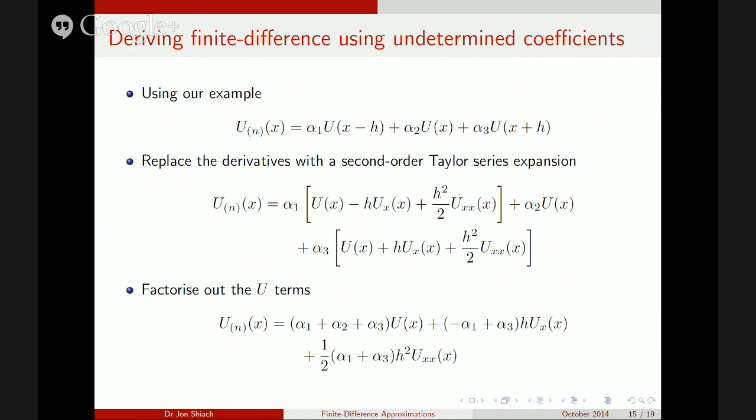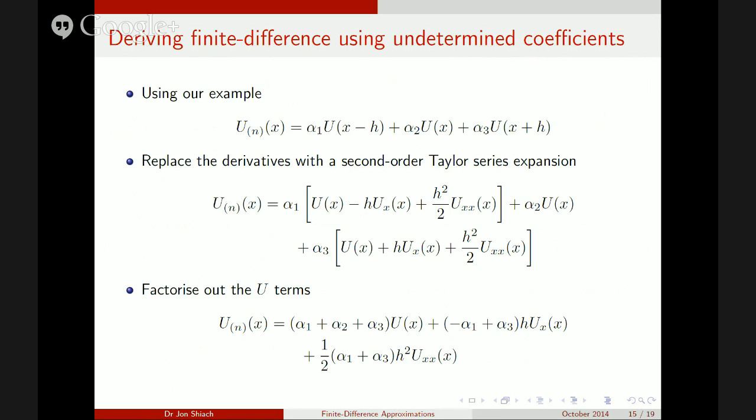So the next step is to factorize out the u terms. So what do we get? If we first look at the u(x) terms, I've got alpha 1 times u(x) here, alpha 2 times u(x), and alpha 3 times u(x). So in all, I've got alpha 1 plus alpha 2 plus alpha 3 multiplied by u(x). So that term is done. What about the first derivative of u? Here I've got minus alpha 1 times h. Here I've got no derivative of u at all. And here I've got plus alpha 3 times h. So I've got minus alpha 1 times h plus alpha 3 times h. As you can see, h is just factorized out, so it's a common factor.